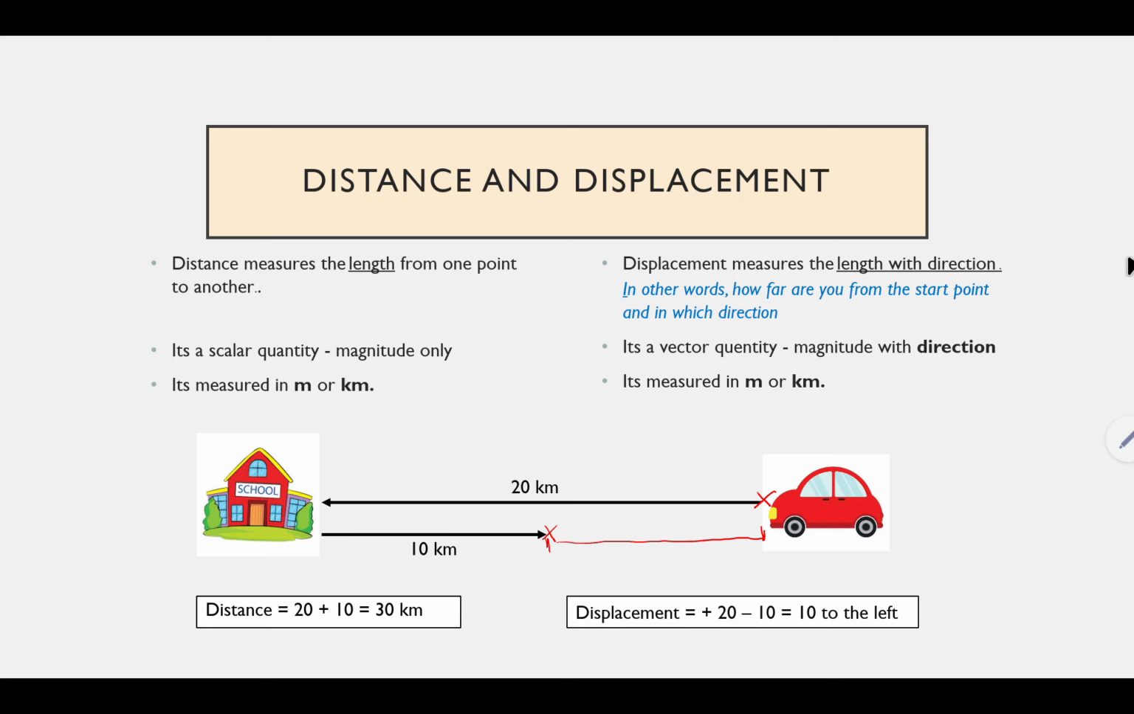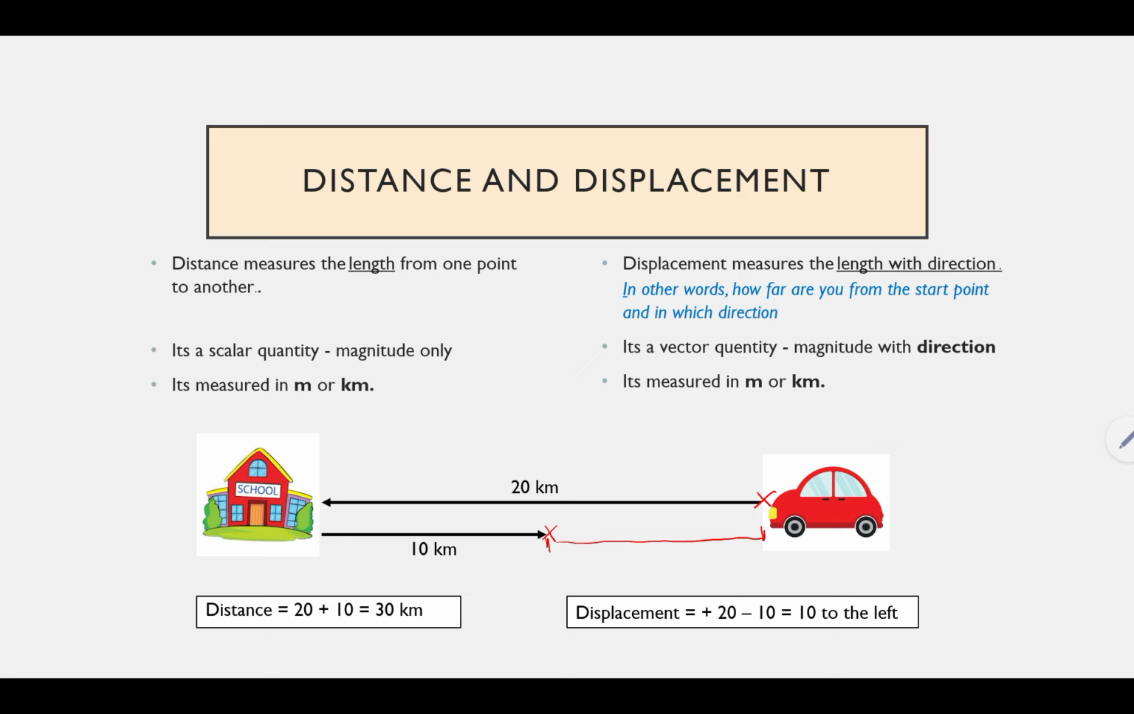So what am I going to do? Forward, I'll put it as plus. Backwards, since it's in the opposite direction, I'll put it as minus. So my displacement will be plus 20 and minus 10. So this is going to give me 10 kilometers.